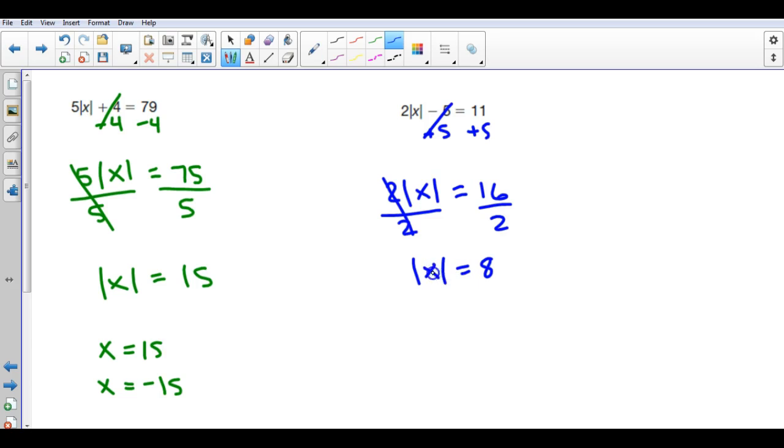So again, which numbers are 8 units away from 0? That would be positive 8 and negative 8.